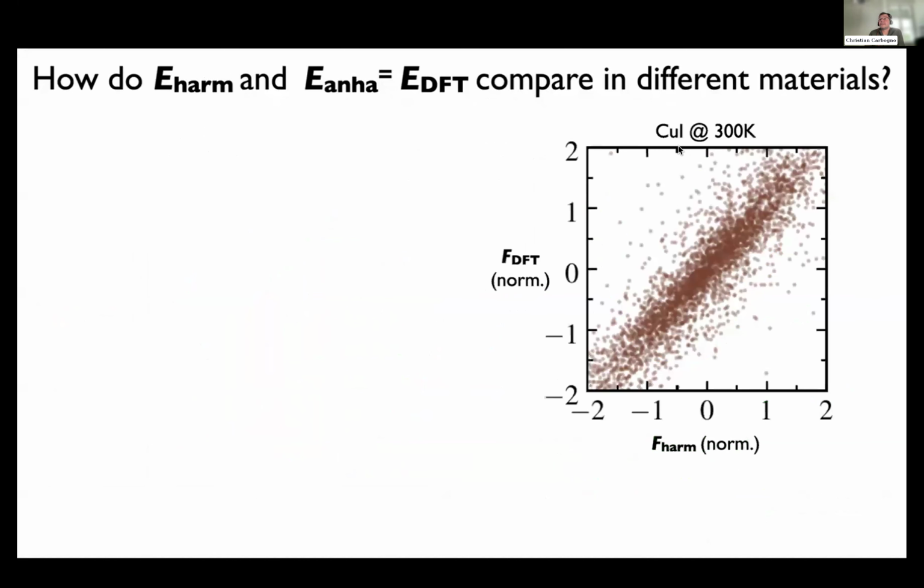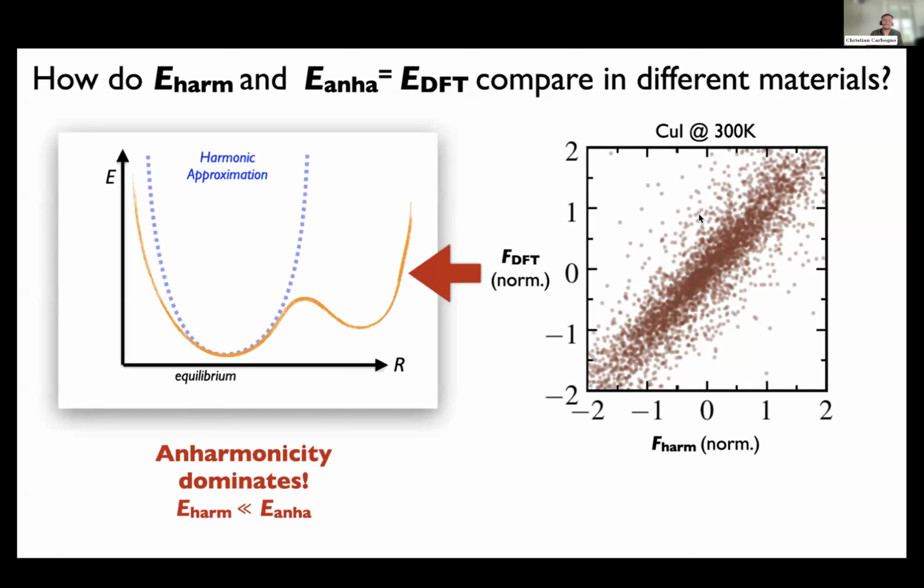Another example, here copper iodide at 300 K, a similar simple material, zinc blende structure, again room temperature, shows quite a different behavior. Not only is this distribution broader, there are even points where harmonic and anharmonic forces point in different directions. Here or down here, for instance. In turn, and we will discuss that further in the course of this talk, this hints that we have here a very anharmonic material in which different minima are explored.